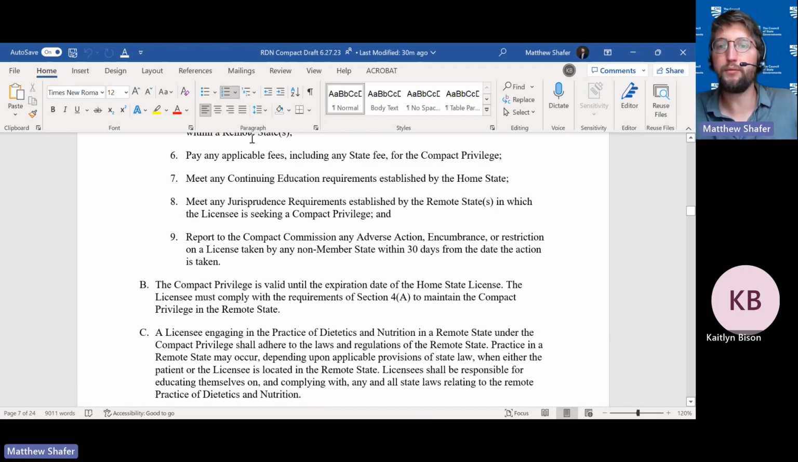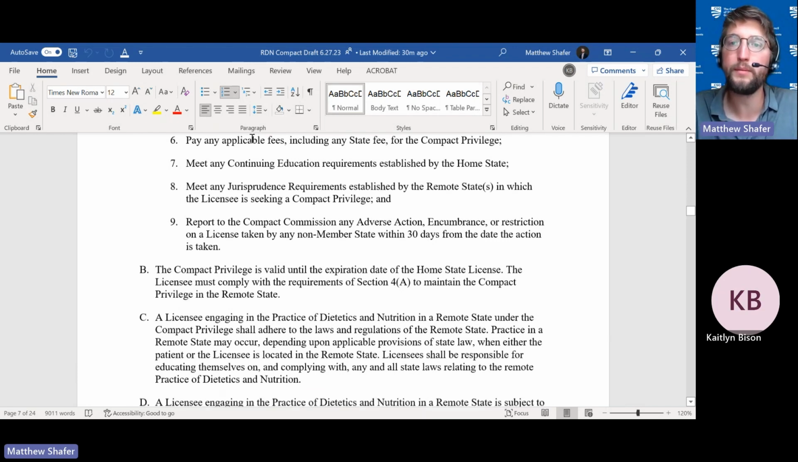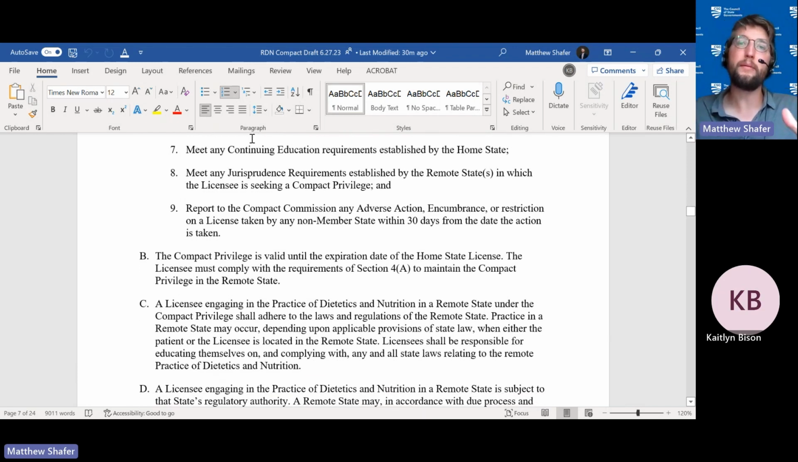Meet continuing education requirements established by the home state. So again, you have to keep your home state license in good standing. That allows you to be eligible for compact privileges. So this is just saying that in order to keep your home state license in good standing, you've got to meet all the CEs, but you don't have to meet continuing education in remote states where you hold a compact privilege, only your home state.